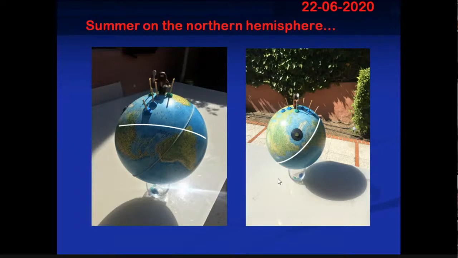When it's summer in the northern hemisphere, you can see the terminator dividing the lit part of the globe and the dark side of the globe. In this picture you can see the same event through the equator and through the North Pole.